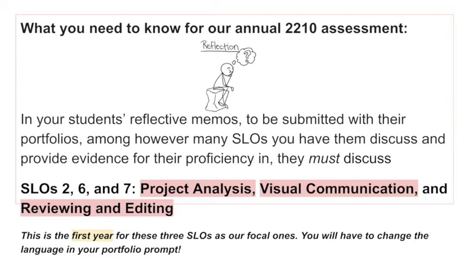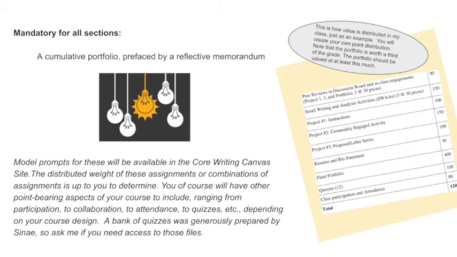This time around, it's 2, 6, and 7: project analysis, visual communication, and reviewing and editing. So if you mentioned in your portfolio prompt that we were going to ask them to specifically address 2 and 9, which were the previous ones, you need to change that to 2, 6, and 7. Now, again, the portfolio is mandated for all sections, but there are lots of other things that you'll have in your class. I have here a table that shows how I have the value distributed in my class.